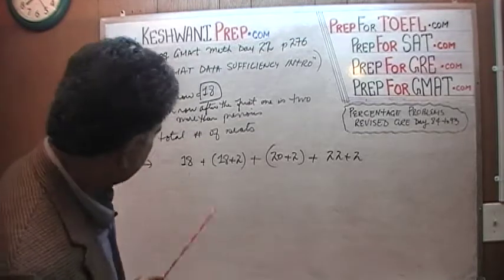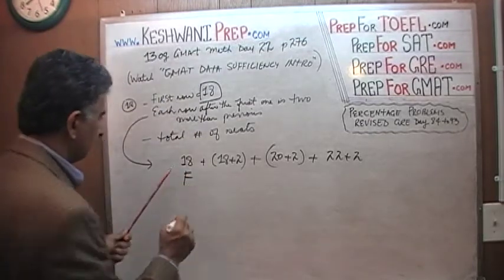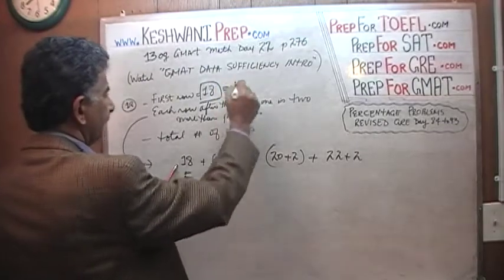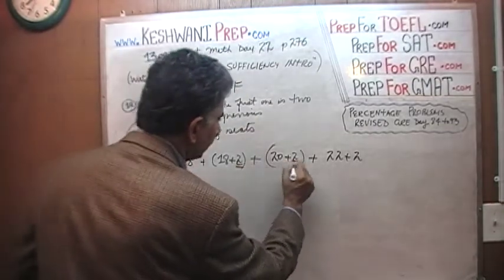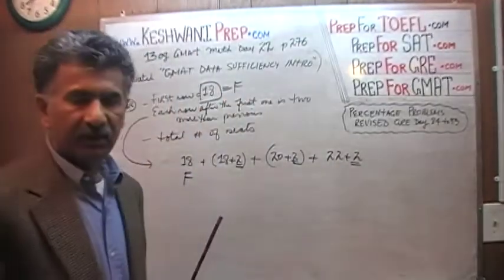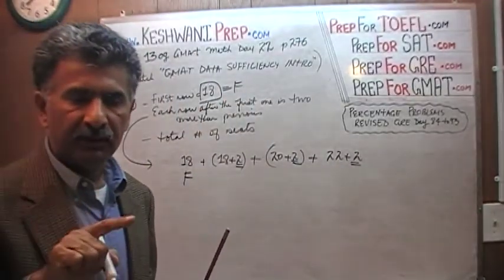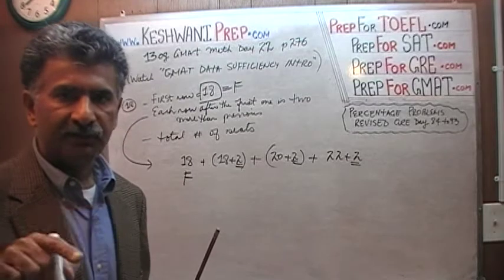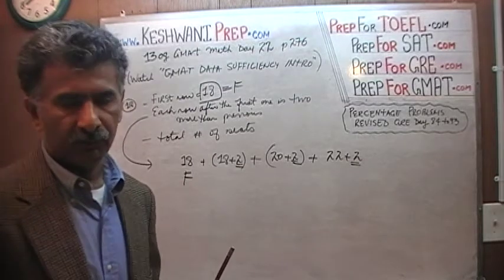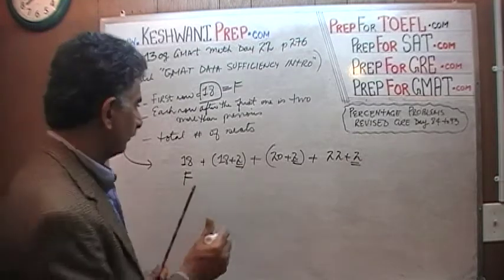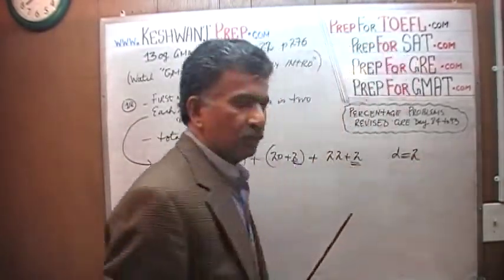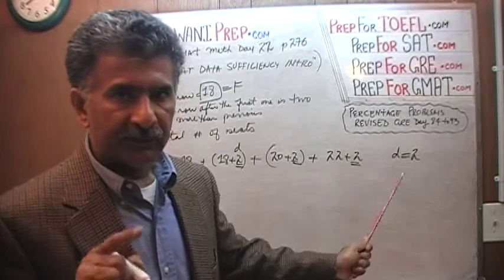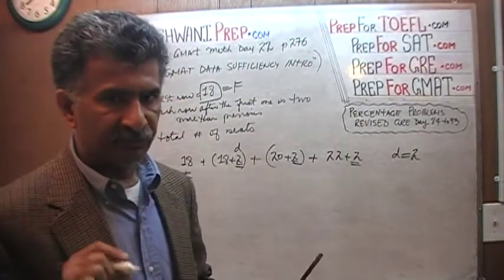Well, let's use f for the first one. That's the first one, f. And this 2 that you see there, each time it goes up by 2 is the difference between the number of seats in the two adjacent rows. And the difference is 2. Let's call that difference d. D here is 2. Again, d represents the difference in seats in the two adjacent rows.